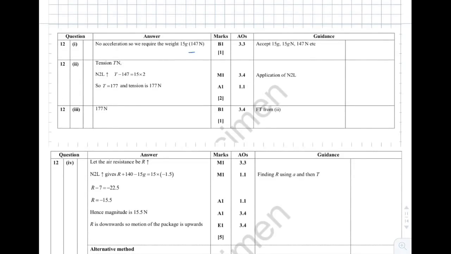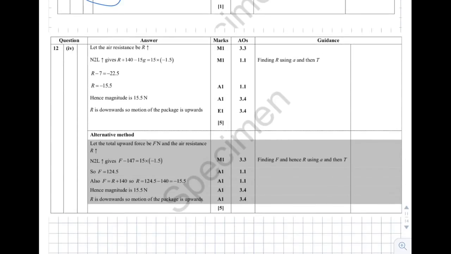So if we look at the marks, first of all, we got 147, a mark for Newton's second law, that's what N2L means, a mark for 177, the last one was 177 again. Then you get a mark for letting air resistance be R upwards or downwards or whatever. Newton's second law gives us this equation, we just had it going the other way around, and they got minus 15.5. Because they'd set R as going upwards, that means R must be going downwards. So we just made a good guess to start with. Okay.